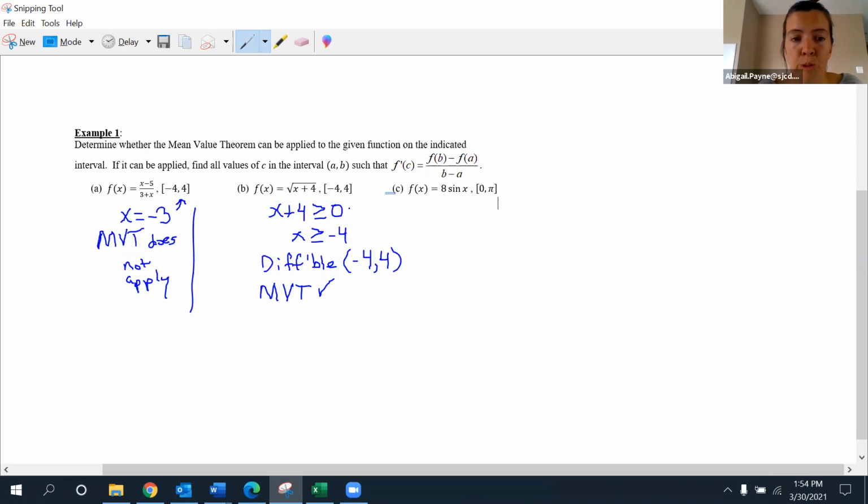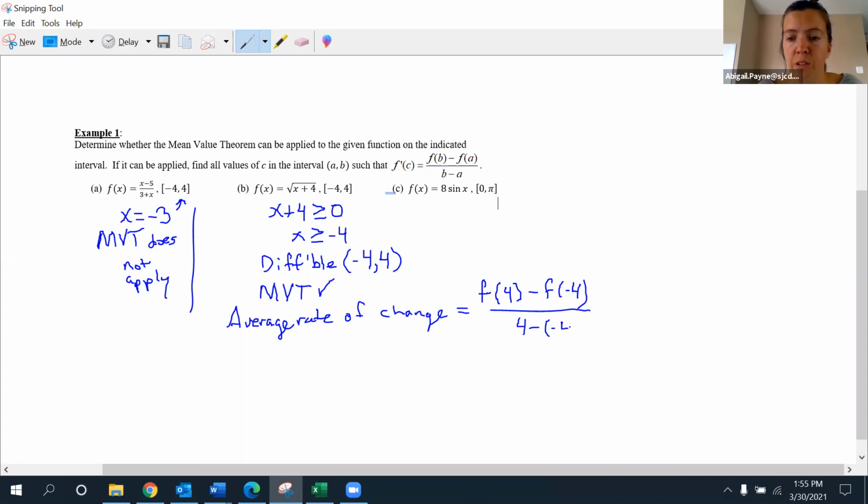So for example B here, the mean value theorem does apply. And so that means now we should go through the second phase of the problem, which is to find a number C between -4 and 4, such that f prime of C equals the average rate of change over this interval. So I'm going to start by finding the average rate of change. So for this interval, that'll be f of 4 minus f of -4 divided by 4 minus -4. It's our change in y over change in x.